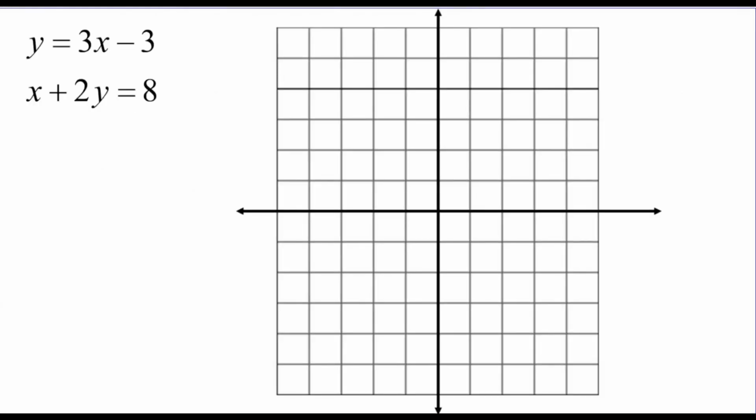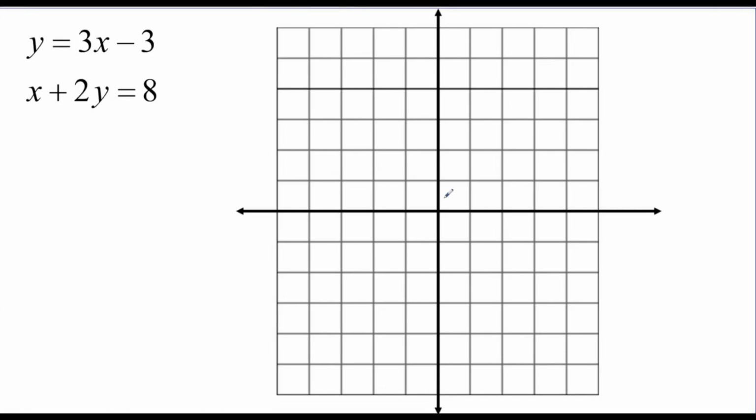So let's take a look at this system right here. y equals 3x minus 3 and x plus 2y equals 8. We want to find out what x and y value makes both of these equations true at the same time. The first equation, y equals 3x minus 3, is already in slope-intercept form, so that's a bonus. So I'm going to go ahead and graph that.